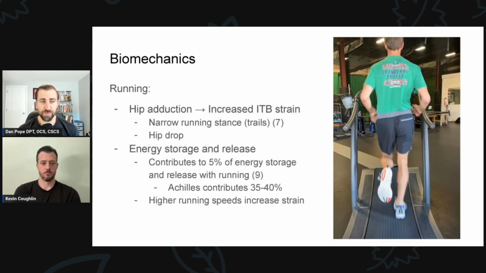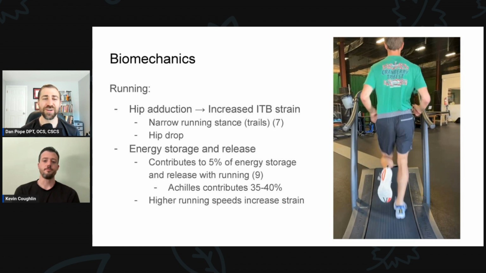From a running perspective, some things that can also increase strain on the IT band are going to be running with a narrow stance. So think about running a single-track trail, where you essentially have to make sure you're kind of running a tightrope. You're having more hip adduction as a result. And then hip drop, so contralateral hip drop. And again, if you're watching this via YouTube, you'll see this. But if I'm hip dropping on one side, that can also increase IT band strain, right?